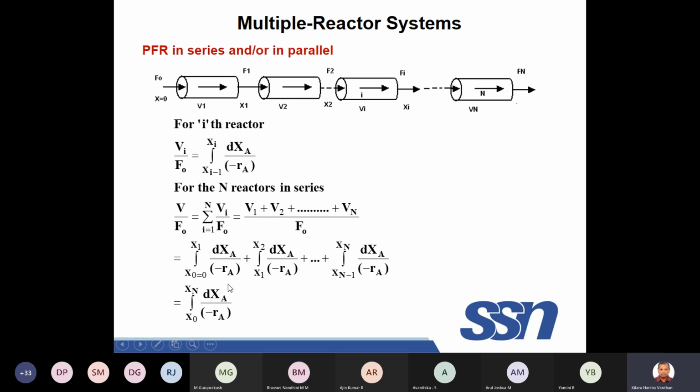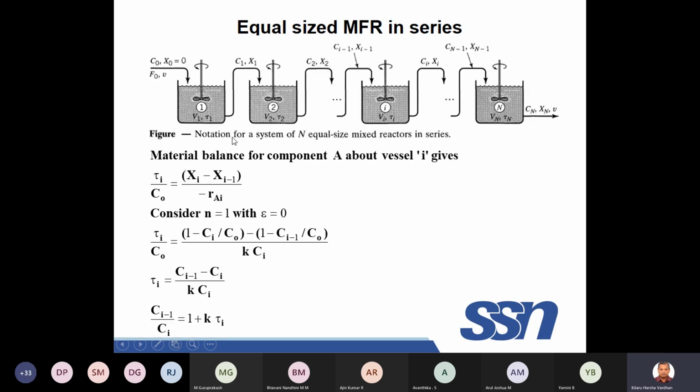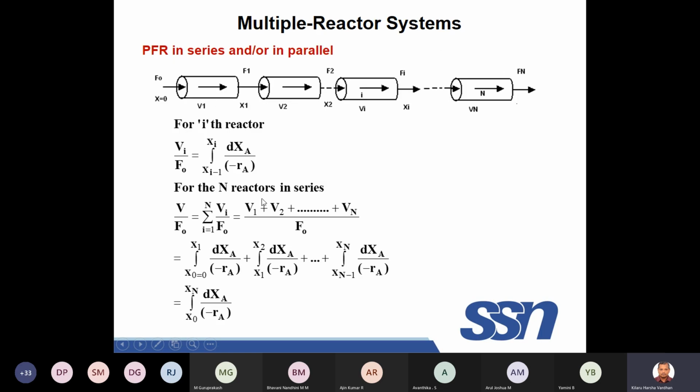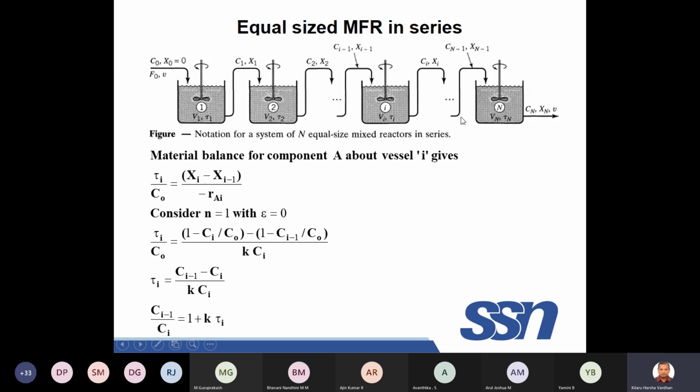What this means is that instead of having small PFRs in series, you can have one big PFR having a volume equal to the sum of the individual reactors, and then you can get the same conversion. That is what this equation means. Now we'll see if there are MFRs in series, again of equal size. Then how will it be?